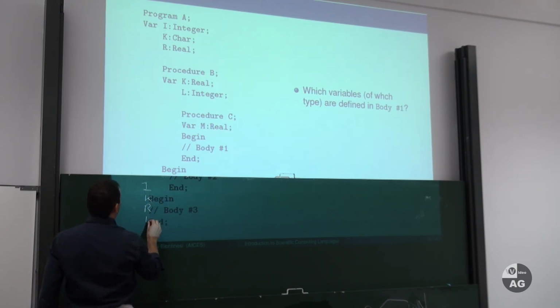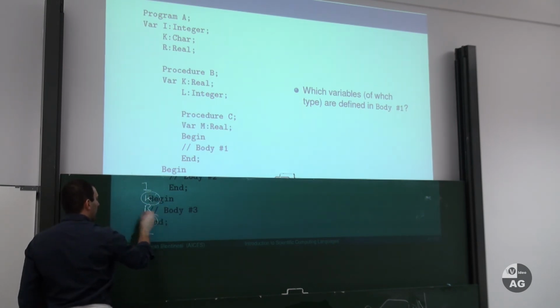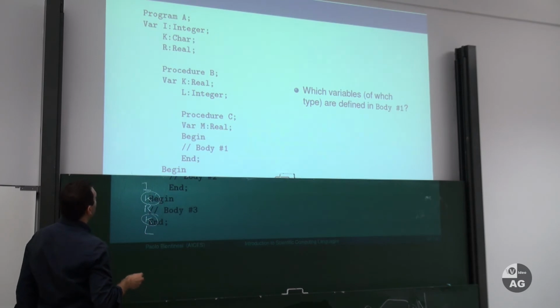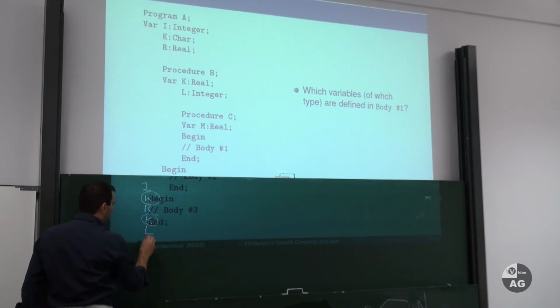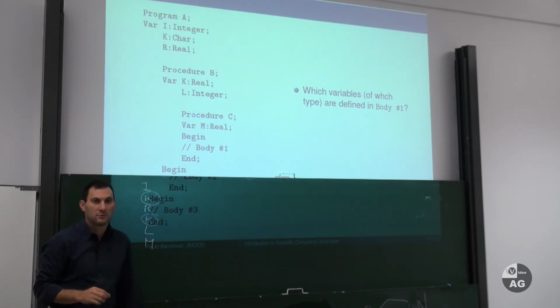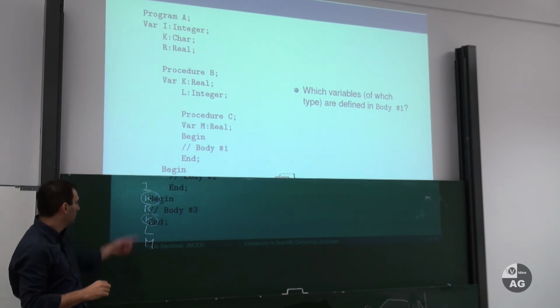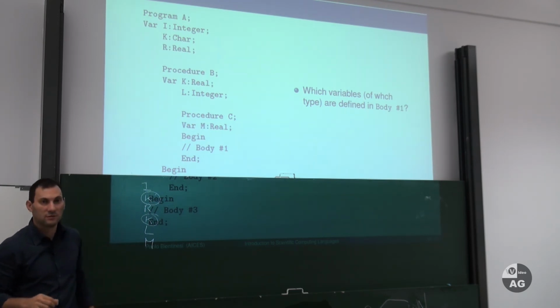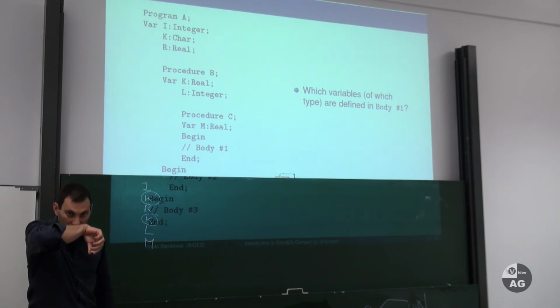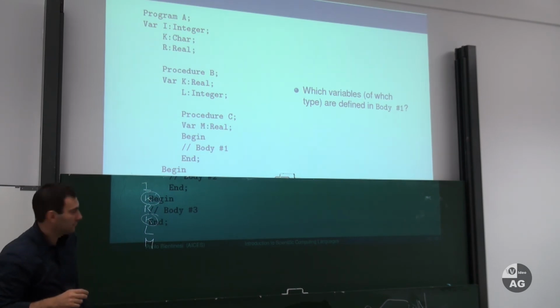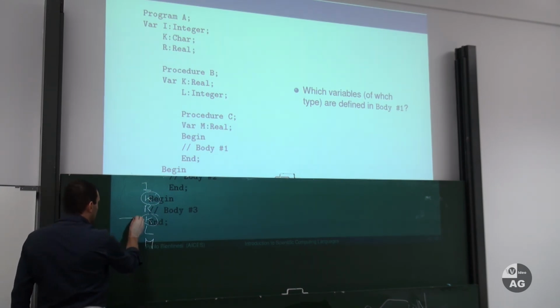So wait, so we have two Ks. That's interesting. M. So are you still, what do we do about this? We what? We take the second K.